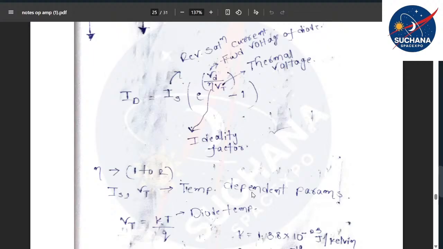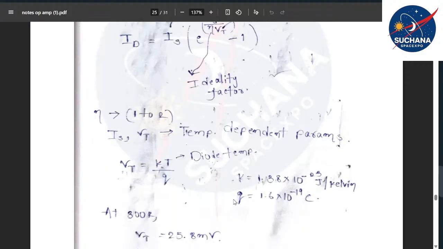All these questions may be asked in the quiz session. Among neta, the ideality factor, the forward voltage of the diode, the reverse saturation current, and the thermal voltage, which parameters depend on the temperature? The reverse saturation current and the thermal voltage are dependent upon the temperature. Neta is called the ideality factor, and it can take values from 1 to 2. If it is 1, it is called an ideal diode. Practically the value can be anything between 1 and 2, such as 1.5, depending upon the manufacturer.